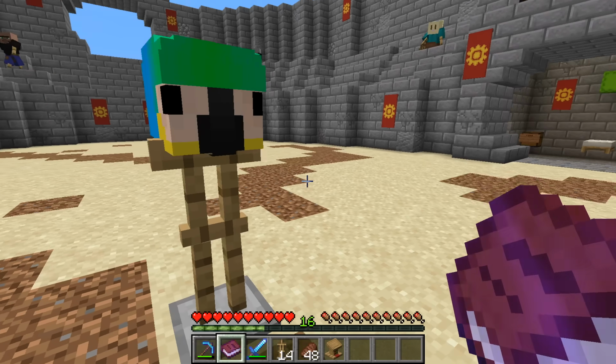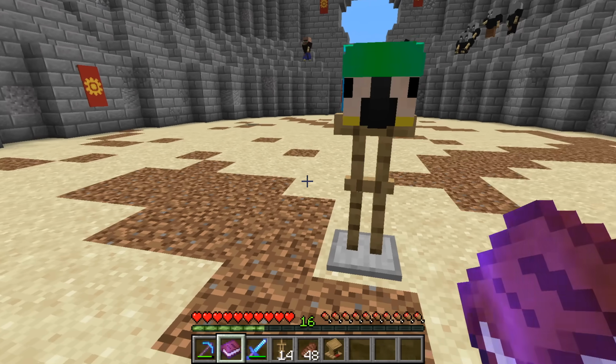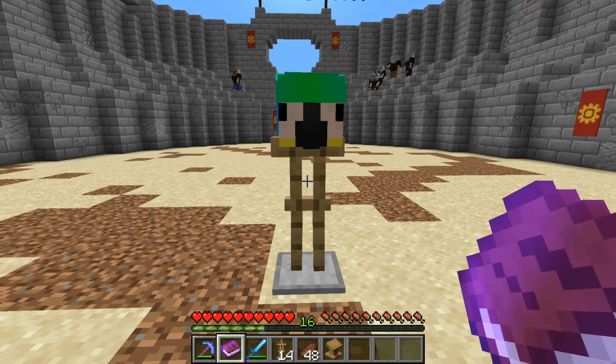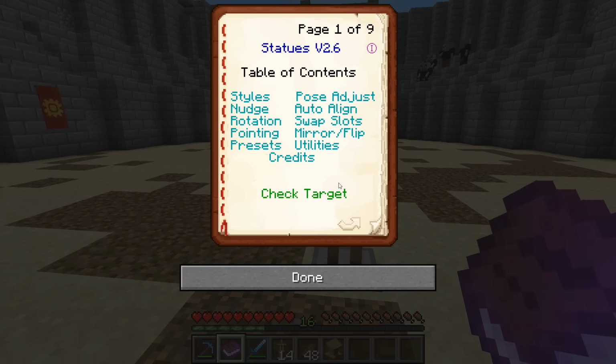And here is our first armor stand. We shall call it Percy, the penguin. No, I'm not that much of a troll. It's Percy the parrot. We're fine. Okay, and so I'm going to go through page by page, bit by bit, step by step.